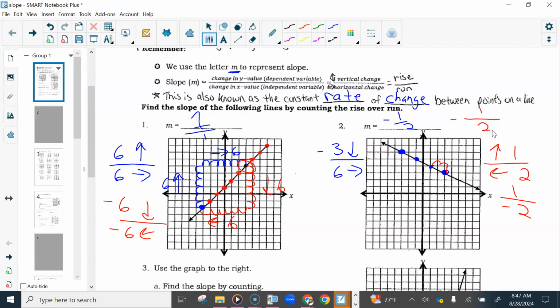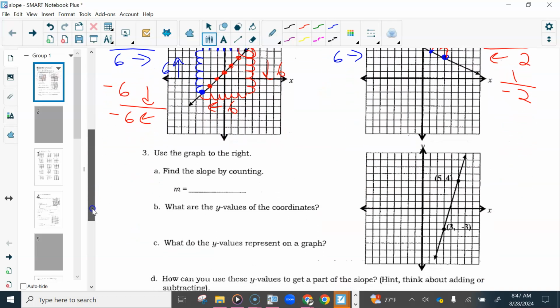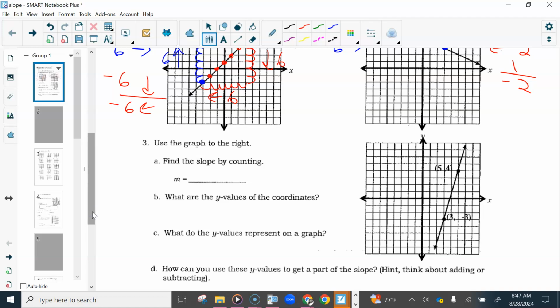Who remembers finding slope from a graph? That should be a lot of us. Good, good. All right, let's do the next one. Go ahead and find the slope of this. What is that slope? 7 over 2 is what we should have gotten.